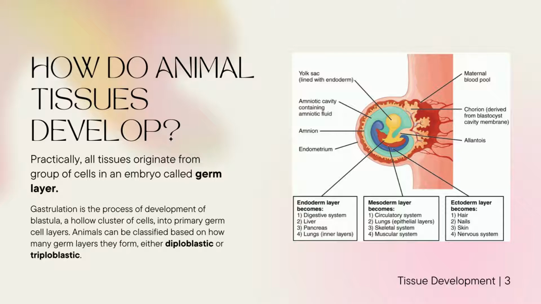The process in which germ layers form is called gastrulation. It is the development of the blastula, a hollow cluster of cells, into primary germ cell layers. So what are the different types of germ layers that we have? We have endoderm, mesoderm, and ectoderm. These three primary germ layers also vary depending on the organism. Animals can be classified based on the number of germ layers they form, either diploblastic or triploblastic. When an organism is diploblastic, it only forms ectoderm and endoderm, while triploblastic forms three germ layers: endoderm, mesoderm, and ectoderm.